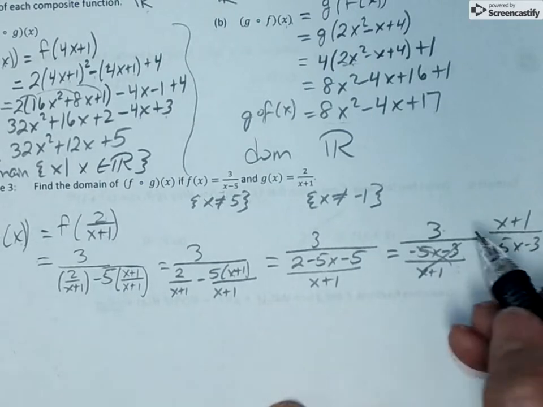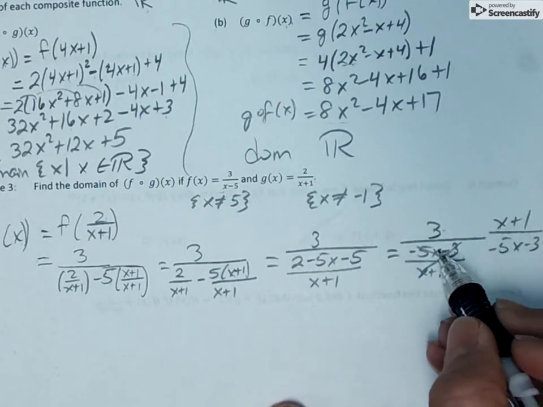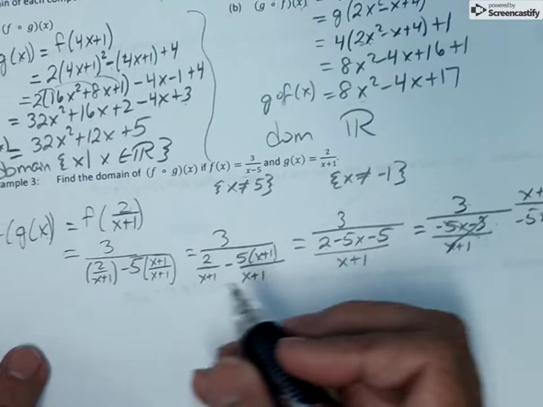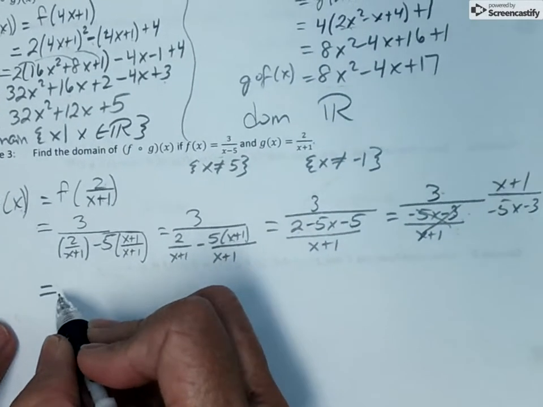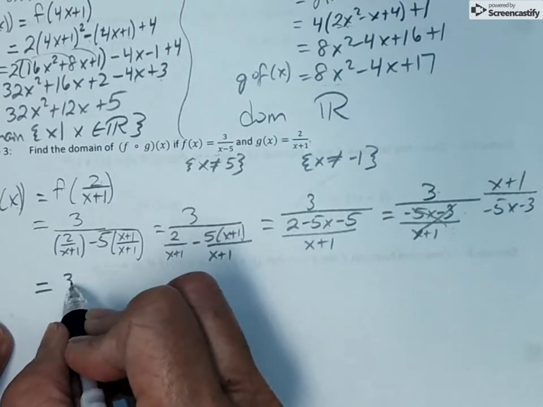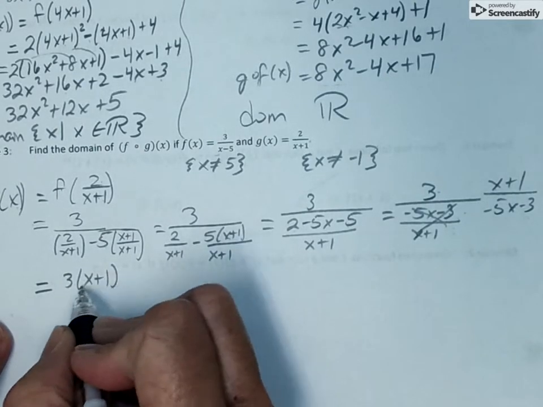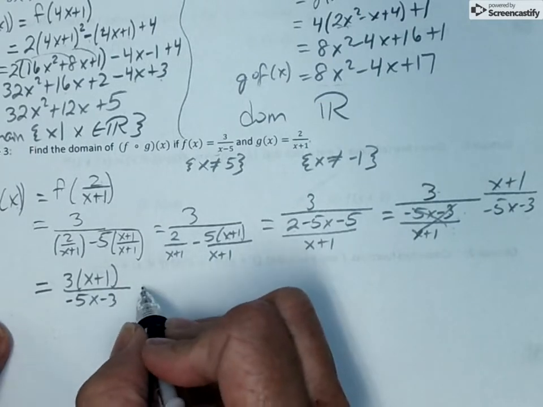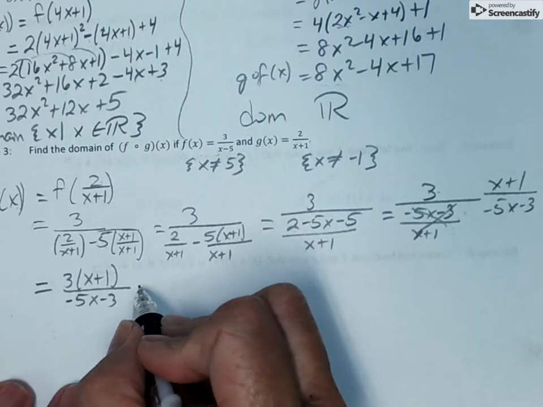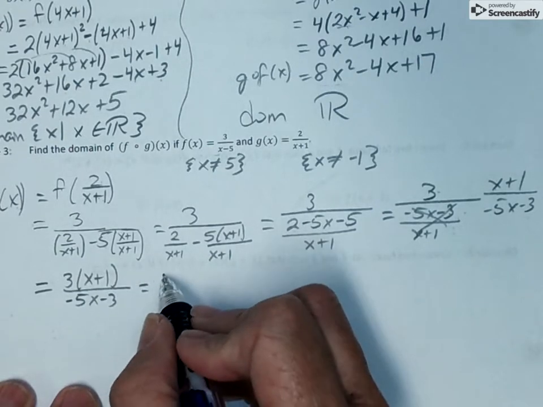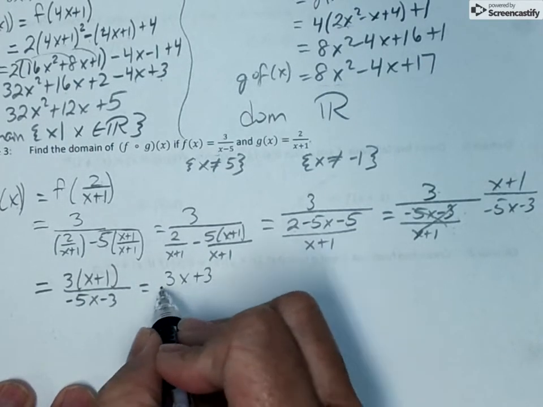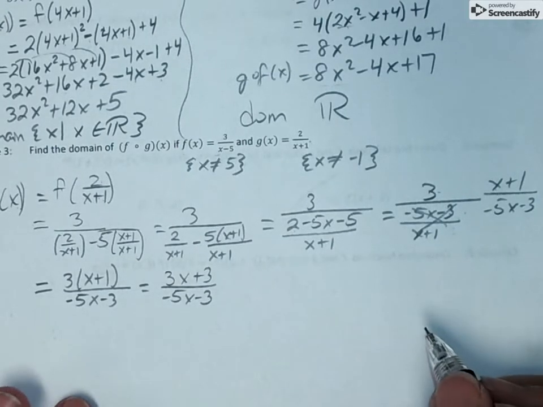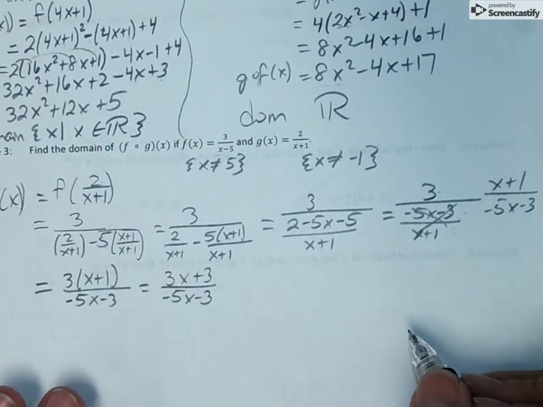And now we multiply. So I'm going to have 3 times x plus 1. And that 3 is really just 3 over 1. So 1 times -5x minus 3. Let's continue that on down here. So I'm going to have 3 times x plus 1 over a -5x minus 3. Okay, and one last step. Let's distribute the 3. So I've got 3x plus 3 over a -5x minus 3. Okay, that's what we have.